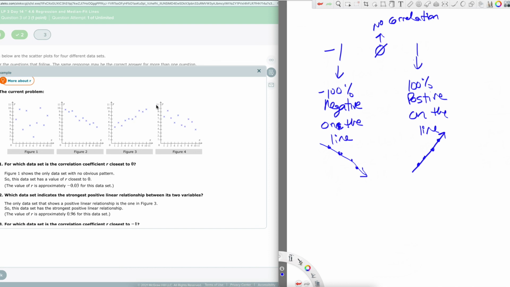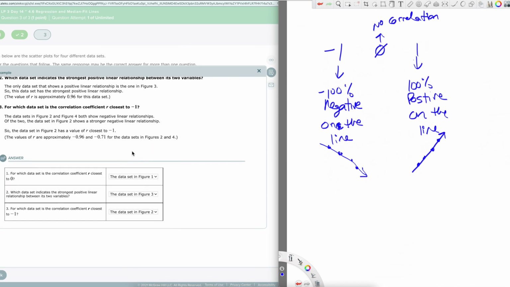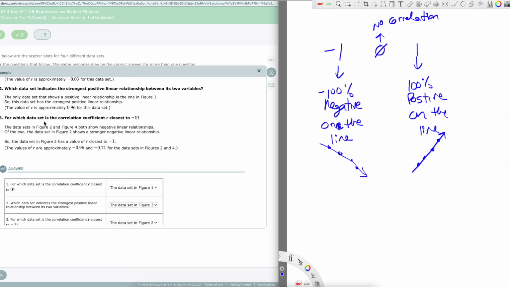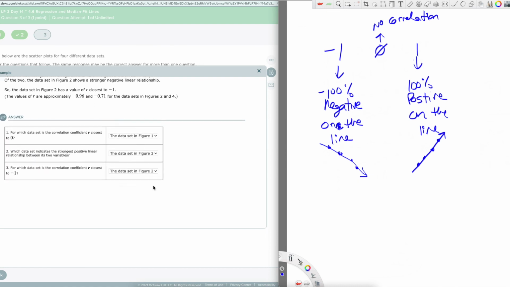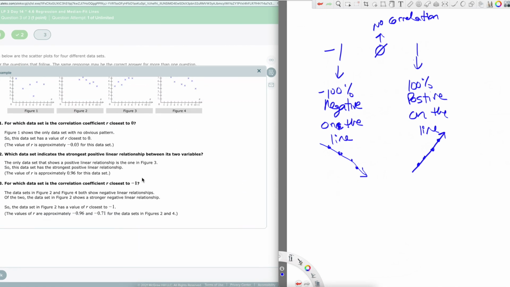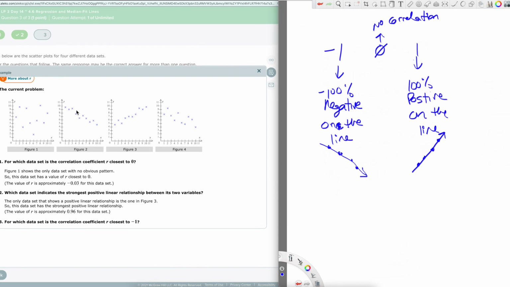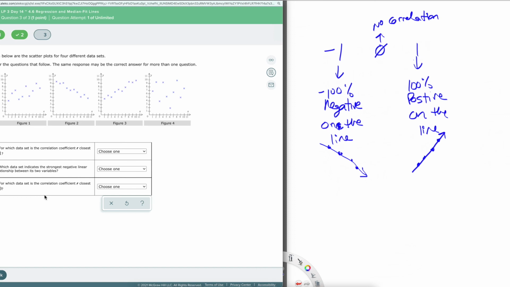And then the last one, for which data set is the correlation coefficient closest to -1. So we do have two negatives here. This guy, figure 2, is going down, and figure 4 is also going down. So we want the closest, which is why they grab figure 2, because these data points are closer together, like if I drew a line in between them, than these ones. So let's go ahead and try this last one out here. So we get 2 examples on this one, because I'll do this problem too.